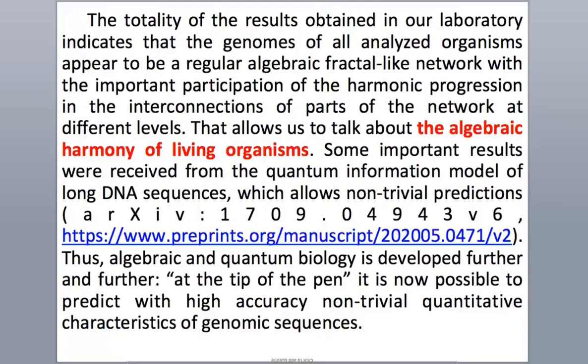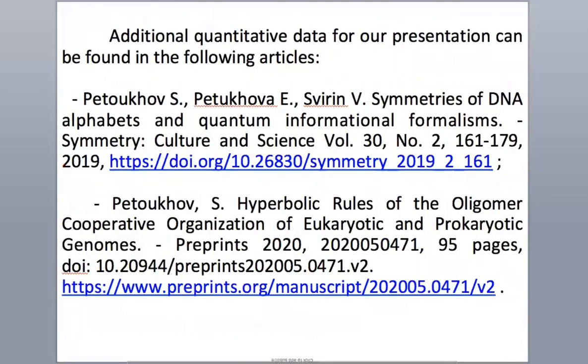Some important results were received from the quantum information model of long DNA sequences, which allows non-trivial predictions. See this article. Thus, algebraic and quantum biology is developed further and further. At the tip of the pen, it is now possible to predict with high accuracy non-trivial quantitative characteristics of genomic sequences. Additional quantitative data for our presentation can be found in the following articles.